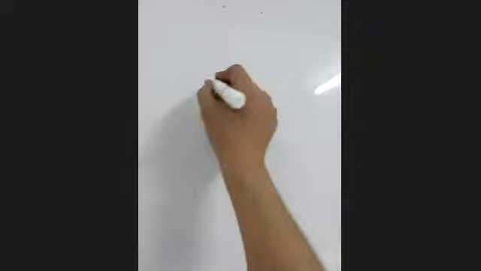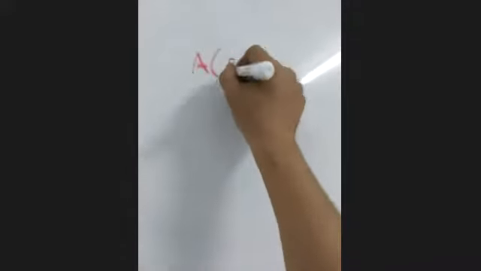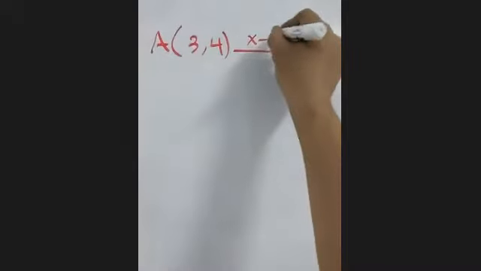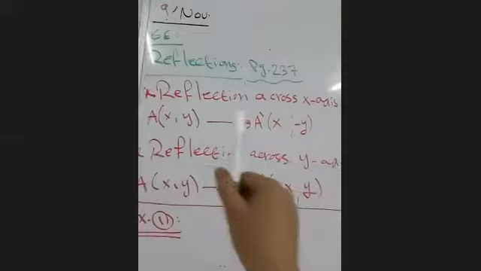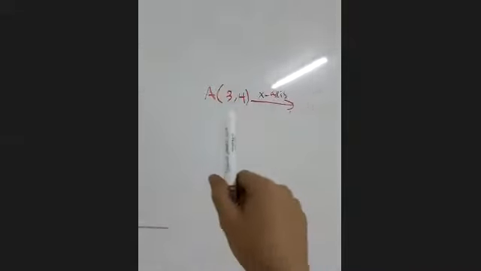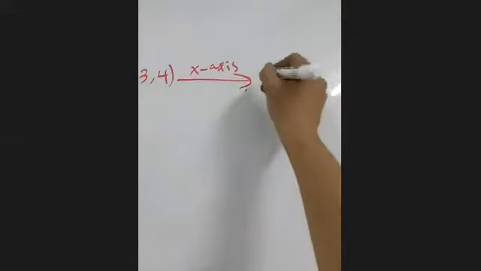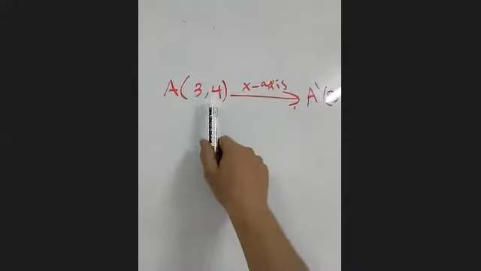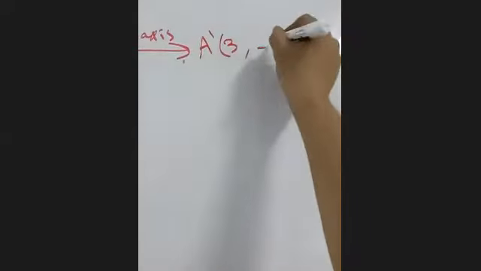For example, if I have this point, A, (3, 4), and I want the reflection across the x-axis. How will I do it? I will follow the formula. X stays the same, change the sign of y. So 3 stays the same, A prime will be 3 stays the same, and change the sign of the 4. The 4 is positive, then it will be negative.